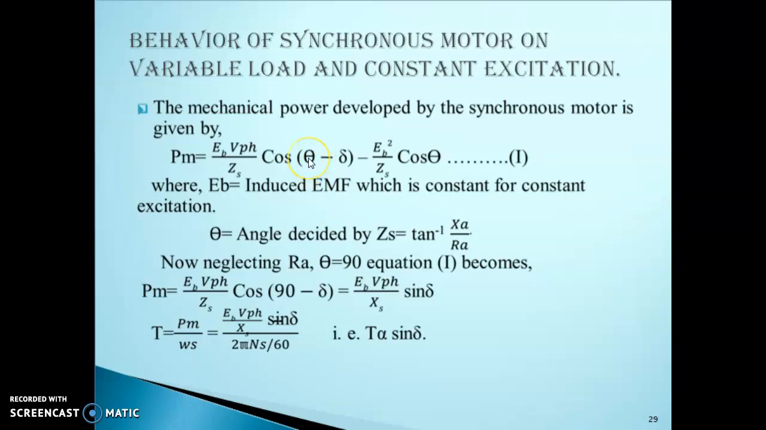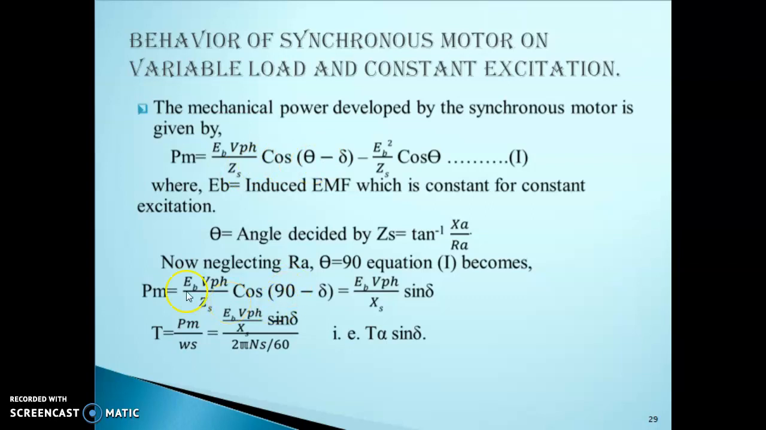About this theta we will discuss in the next case in detail, but this theta is the angle decided by Zs, and we can find it as tan inverse of Xs upon Ra. So if you have the values of Xs and Ra, you can find the angle theta by taking tan inverse of it. Now, neglecting Ra in this equation, Zs will become Xs, and put 90 degrees in place of theta.